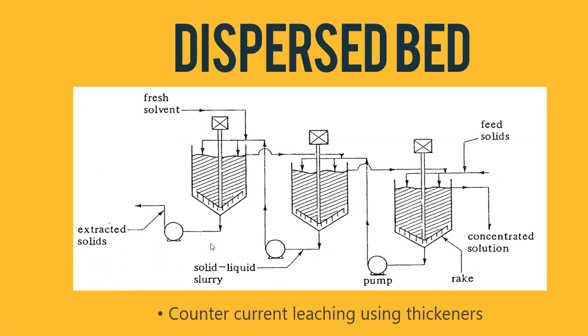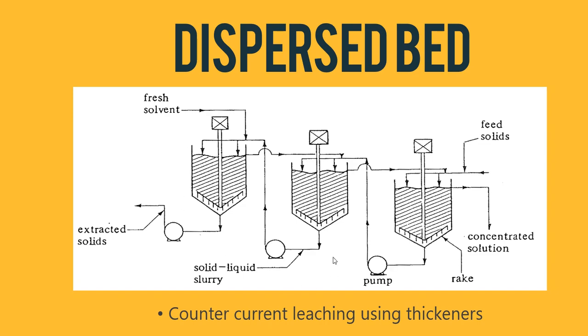Now, as to dispersed bed, we have this one. It is oftentimes used in systems of leaching equipment. In here, you have several thickeners where your solids are being dispersed through the given solvent. The solvent is introduced in each of the thickeners and your free solids are dispersed through them.